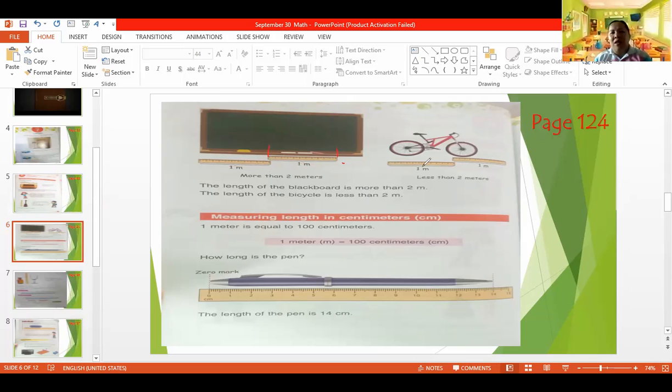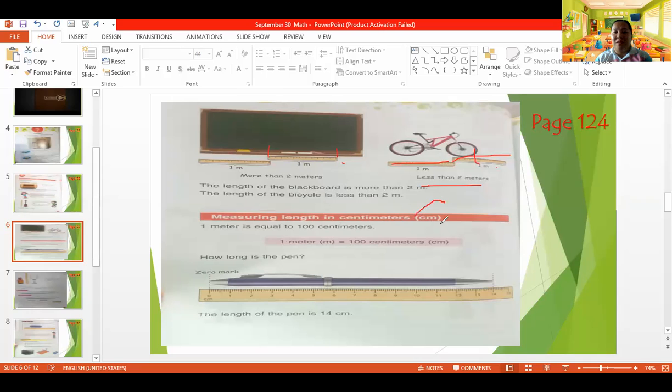But the bicycle doesn't reach the other end of the second meter, so that is less than 2 meters. See, the length of the blackboard is more than 2 meters and the length of the bicycle is less than 2 meters. So here, let's go to measuring length in centimeters.